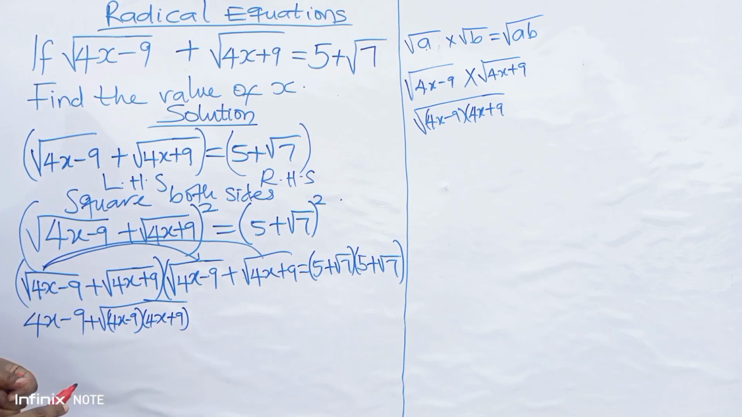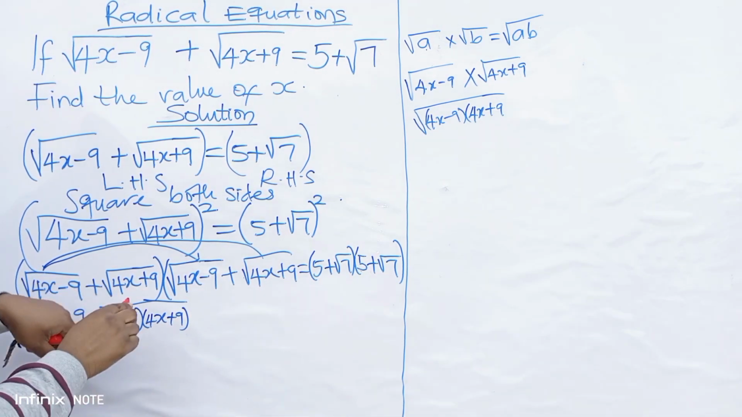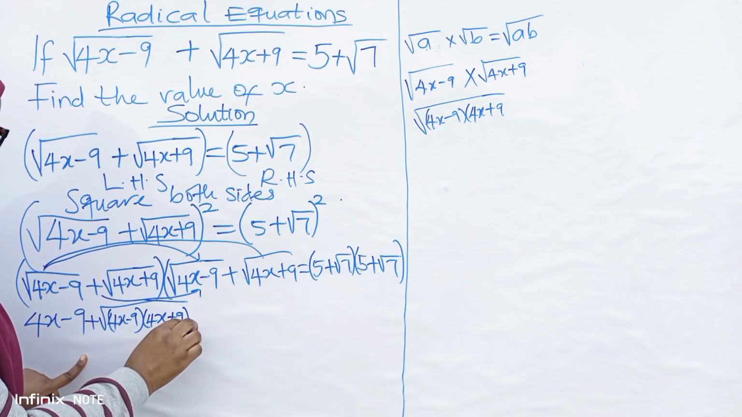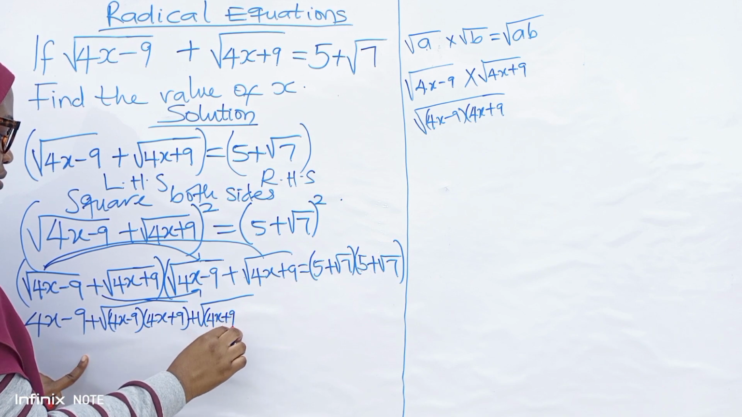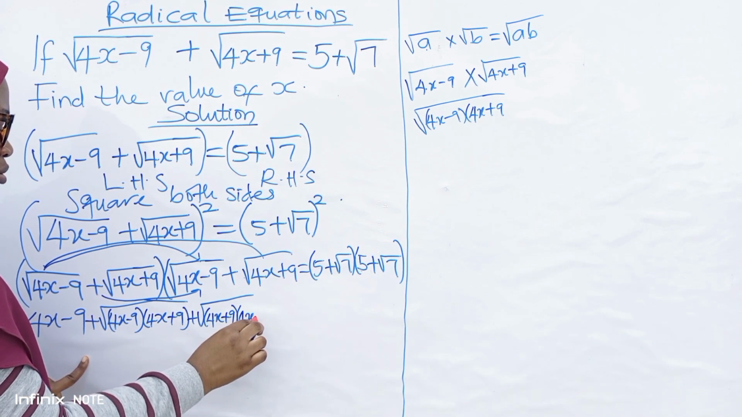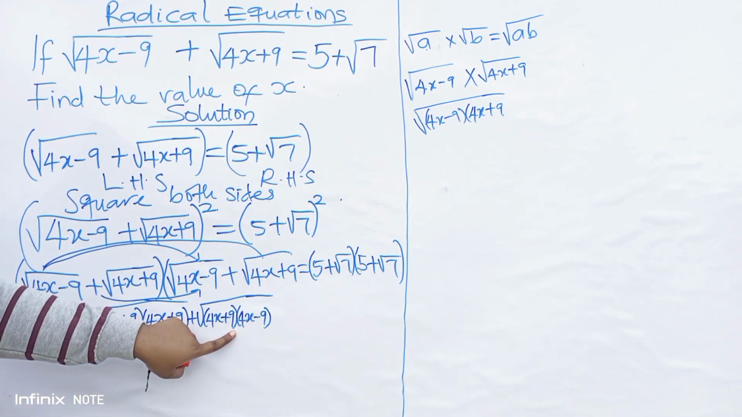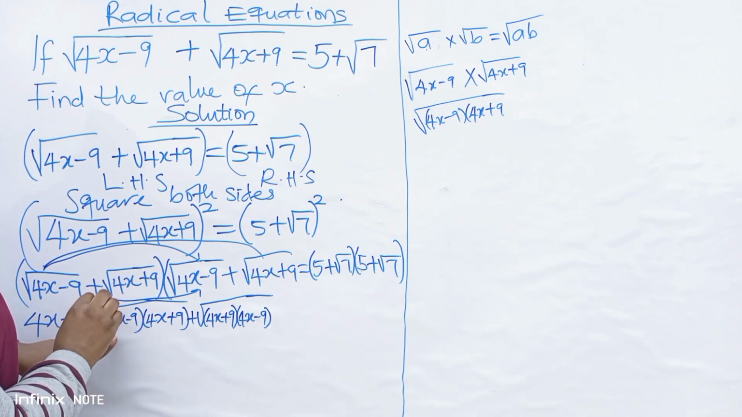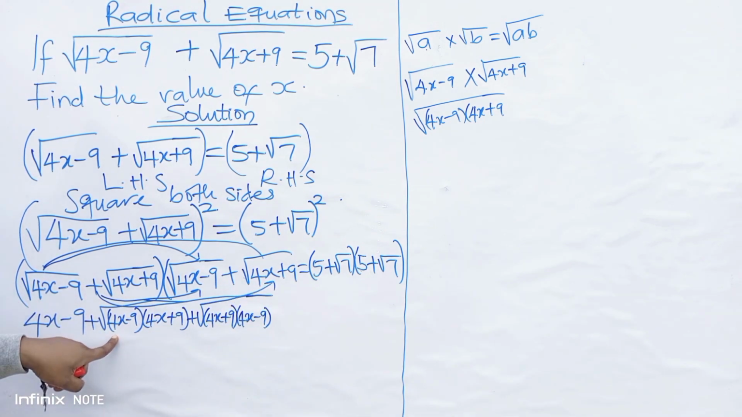So you are done with this side. Now plus, you have to be careful of the sign, any sign that is in. So plus root 4x plus 9 multiplied by root 4x minus 9. So it will also be root 4x plus 9 multiplied by 4x minus 9. You can see that the expression inside this root and the expression inside this root, they are the same. So then plus root 4x plus 9 multiplied by root 4x plus 9.